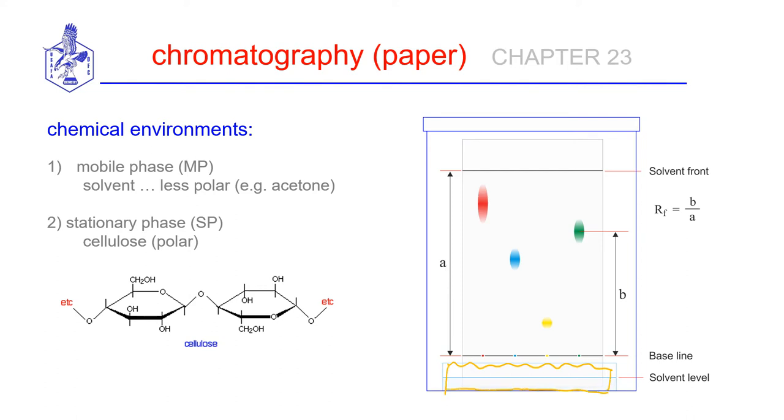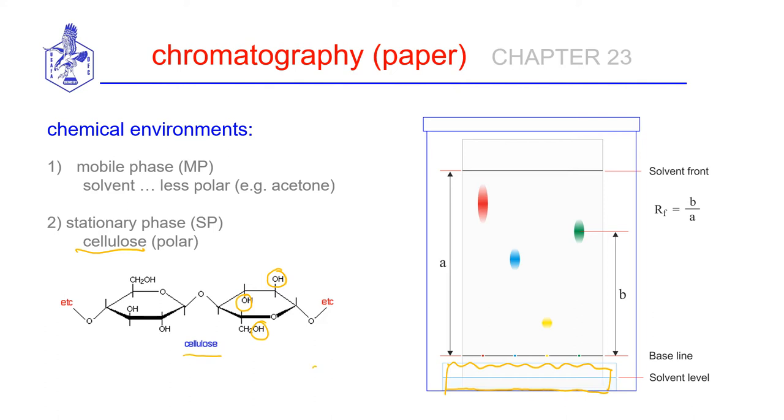Okay, all right, and the stationary phase is the paper. And paper is comprised of cellulose. And cellulose has this chemical formula, okay? And it's a polymer, obviously. And we have a lot of hydroxyl groups on the molecule.